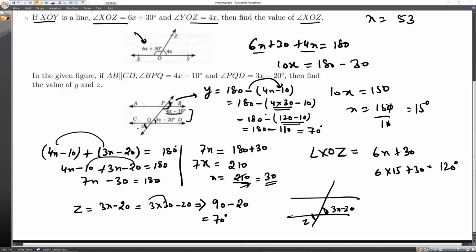So here I will write the answers: x, sorry, y is equal to z is equal to 70 degrees. And this I need to separate the solution.